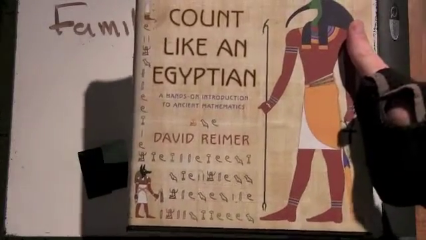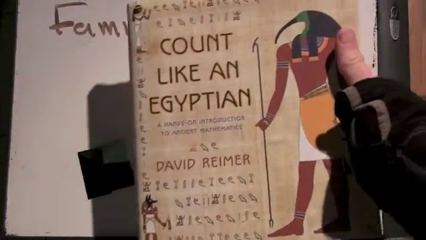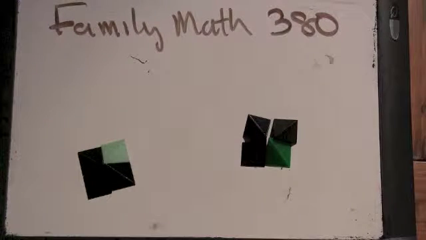So today we're going to do a neat project I saw in our book, Count Like an Egyptian. And we've done a couple projects from this book before. One of them was learning how to multiply. Do you remember how the Egyptians multiplied? No, not really. Okay, well, maybe we'll revisit that project because it was actually pretty cool.